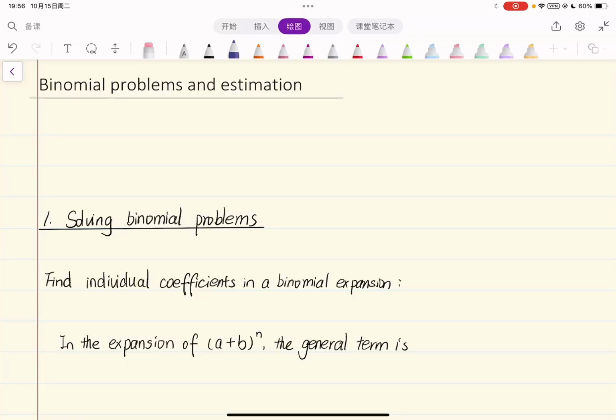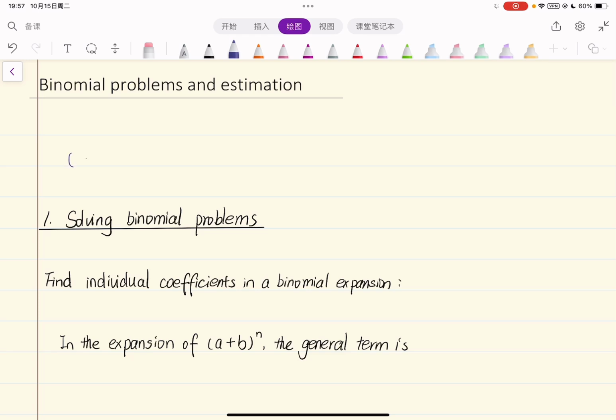Hello everyone, in the second video of binomial expansions, we learn how to solve binomial problems and how to do binomial estimation. Let's quickly recap what binomial expansion is in general.